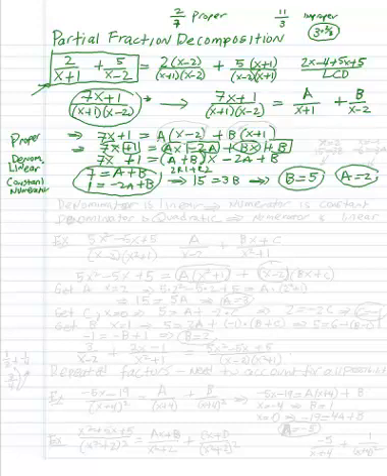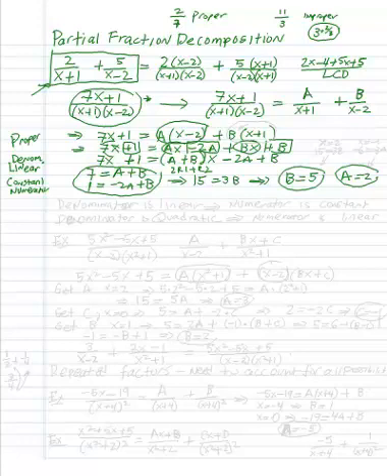It turns out that we can expedite the process. We don't necessarily need to solve a system of equations. We can use what's going to be called the cover-up method or the Heaviside method. So if x is equal to 2, then this factor goes away.